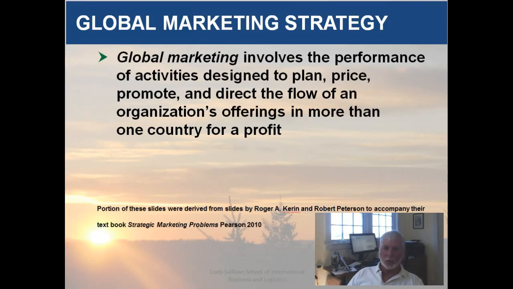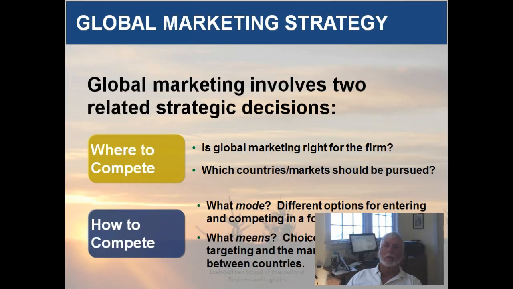So the definition for a global marketing strategy is on this first slide here. Performance of activities designed to plan, price, promote, and direct the flow of an organization's offerings in more than one country. So more than one country. So I'm going to have a global marketing strategy if I market in the United States and Canada, but I also may have a global marketing strategy if I operate in 50 or 75 or 100 countries. So that's kind of what we're going to look at, and we're going to look at some of the theories and strategies around that.